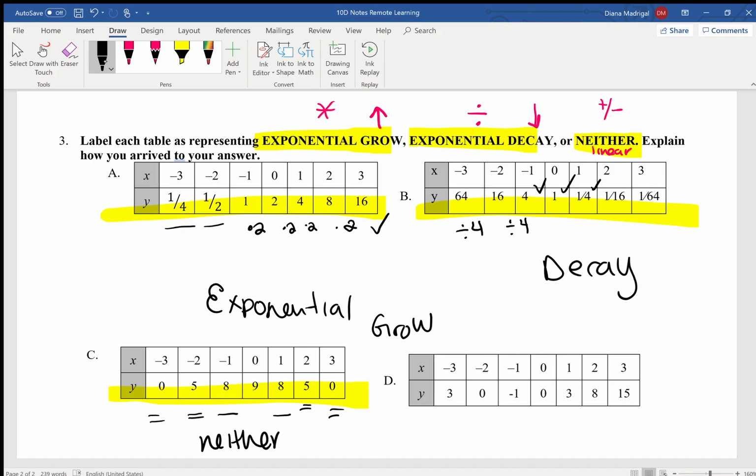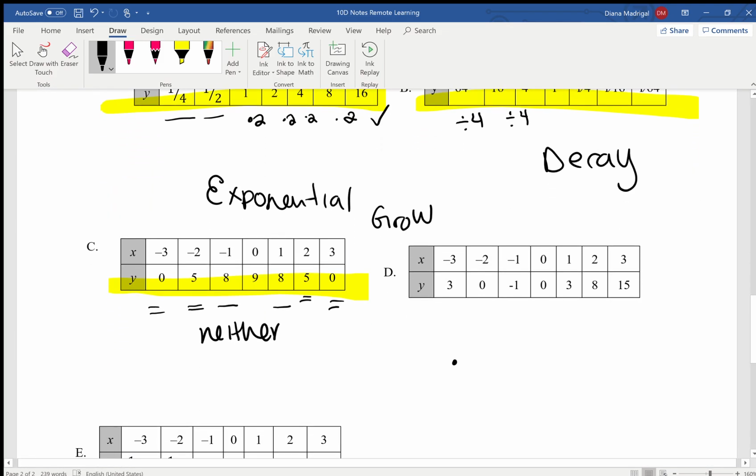All right, what about the next one? I have 3, 0, -1, 0, 3, 8, 15. All right, well, let's see. 3 times what gives me 0? Okay, the numbers are everywhere, so I'm going to try both of them. 3 times 0 gives me 0. So this is multiplying by 0. 0 times 0 is not -1, so it's not multiplying, okay? All right, how about division? 3 divided by what gives me 0? Still 0. So this one is neither. I cannot multiply or divide.